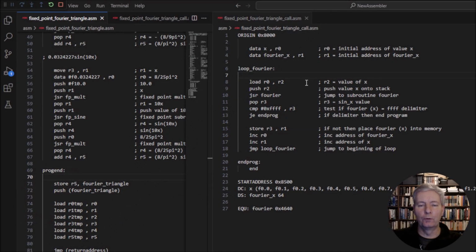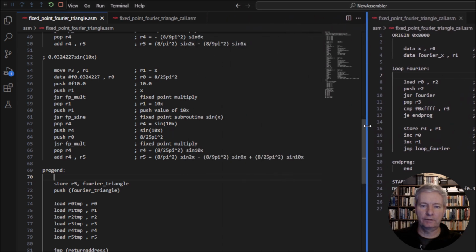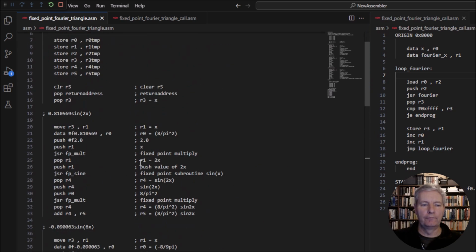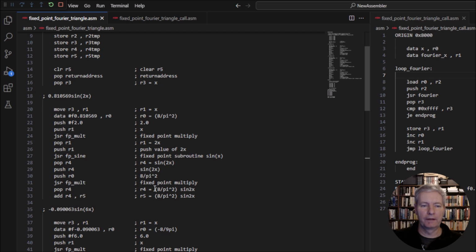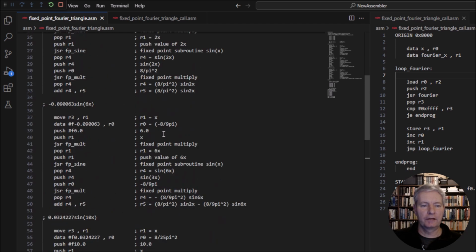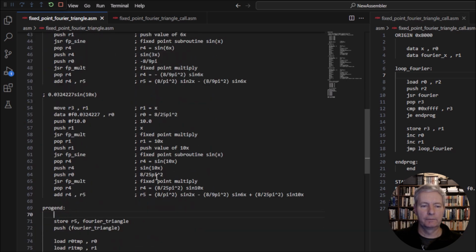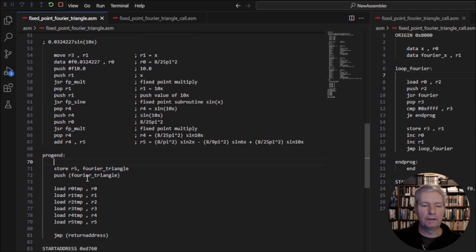We have two pieces of code. On the left hand side we have the actual subroutine for the Fourier series. On the right hand side we have the calling function for that subroutine. So let's look at the actual subroutine first. We're going to have the first term here, which is generated by this section, and the second term, which is generated by this section here, and finally the third term generated here. Whenever we add all of them together, we return the value that is the final answer to the calling function.